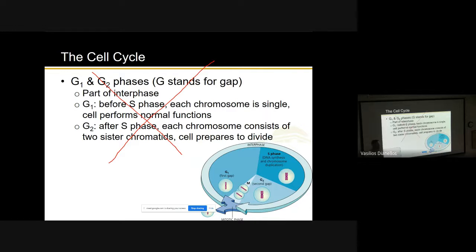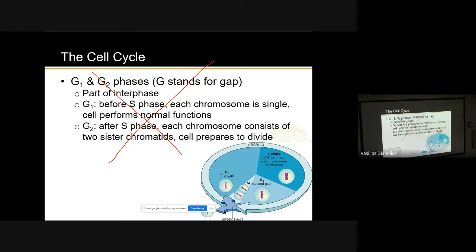Then, after S phase comes G2, the second gap. And again, even though I'm not going to ask you this, you should know that in the S phase, the chromosomes have doubled. Therefore, the phase after that, which is G2, the chromosomes are now doubled. They consist of 2 sister chromatids. You should know that, even though I'm not going to ask. That just logically makes sense that the stage after the duplication stage, you would have 2 sister chromatids as opposed to that one single chromosome.